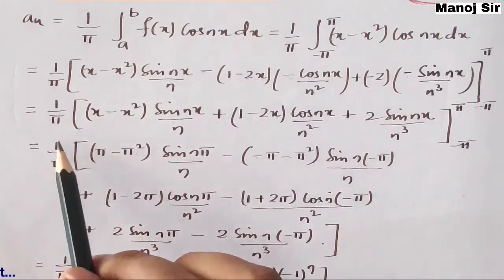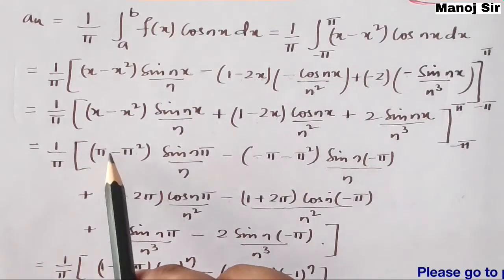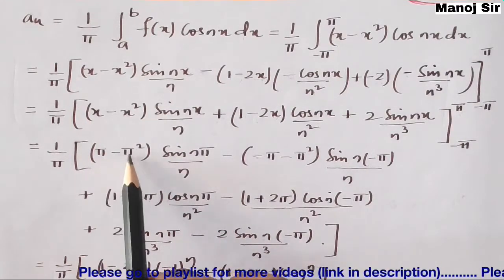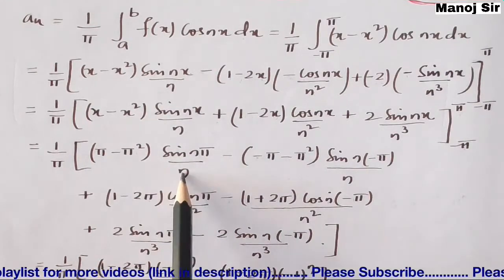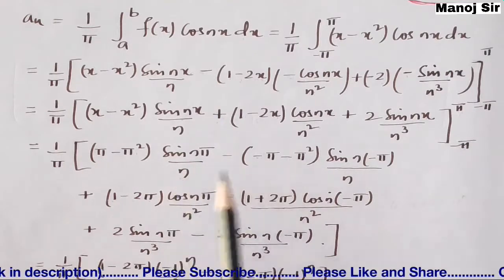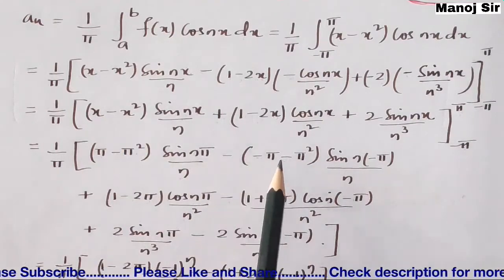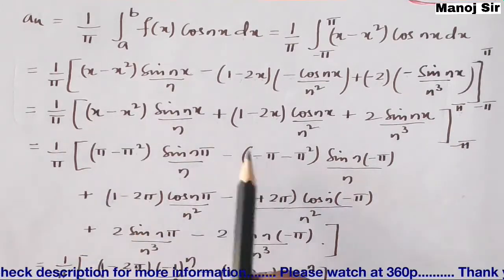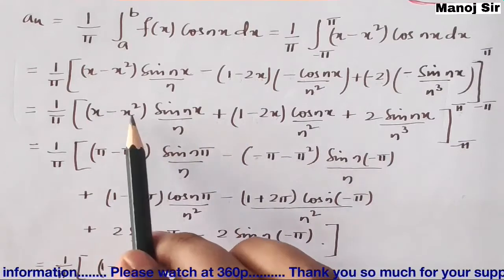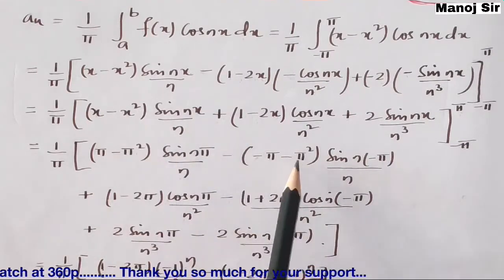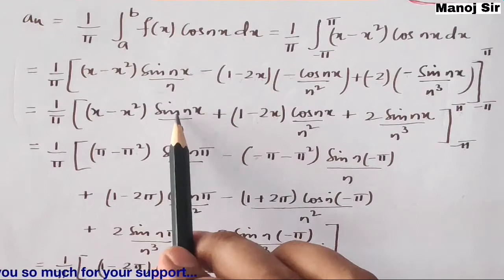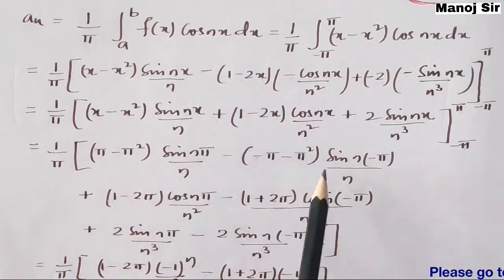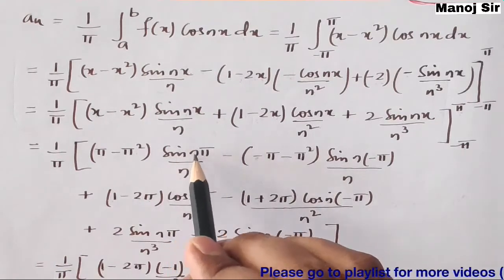So 1 upon pi is as it is. Put the upper limit. In place of x we need to put pi. So this is going to be pi minus pi square into sine n pi upon n. Upper limit minus lower limit. Upper limit is pi, lower limit is minus pi. So this is going to be minus of minus pi whole square, which will become pi square. Here again minus sine n minus pi upon n. So upper limit minus lower limit, and you can see here we have sine n pi.